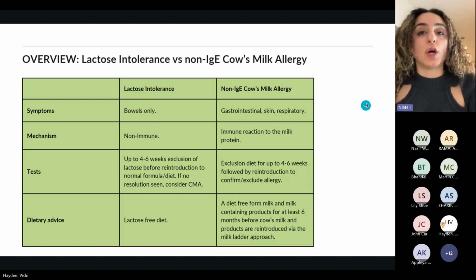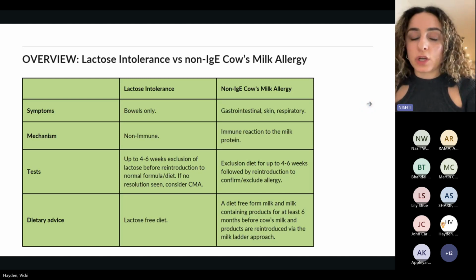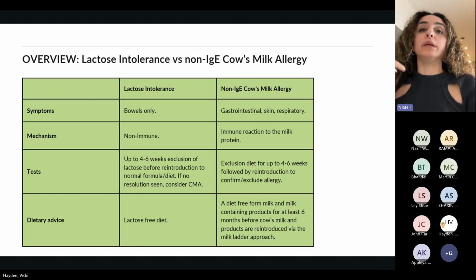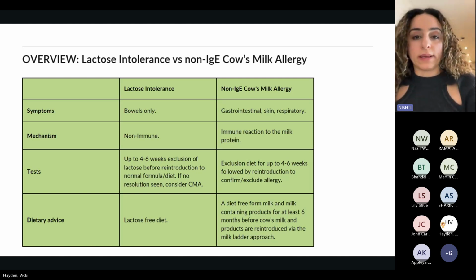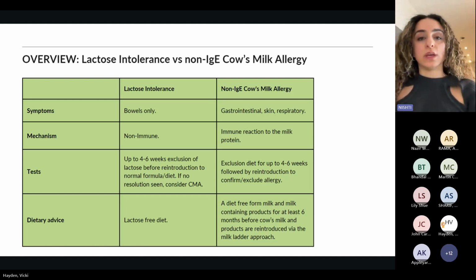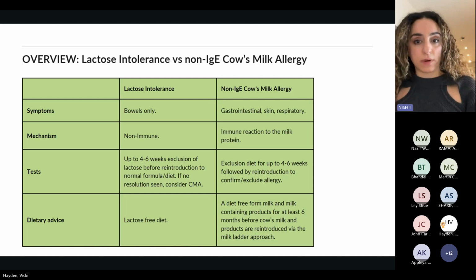Lactose intolerance is not an allergy. And usually after 4 to 6 weeks of excluding lactose, the child should be okay again, because lactase enzyme will be growing back again. Whereas with cow's milk allergy, we exclude dairy for 4 to 6 weeks, followed by a reintroduction to confirm or exclude allergy.